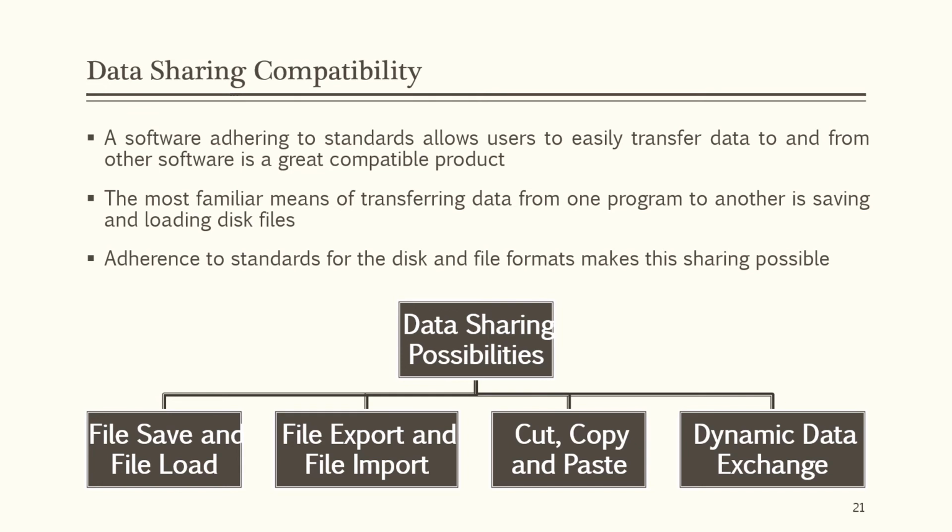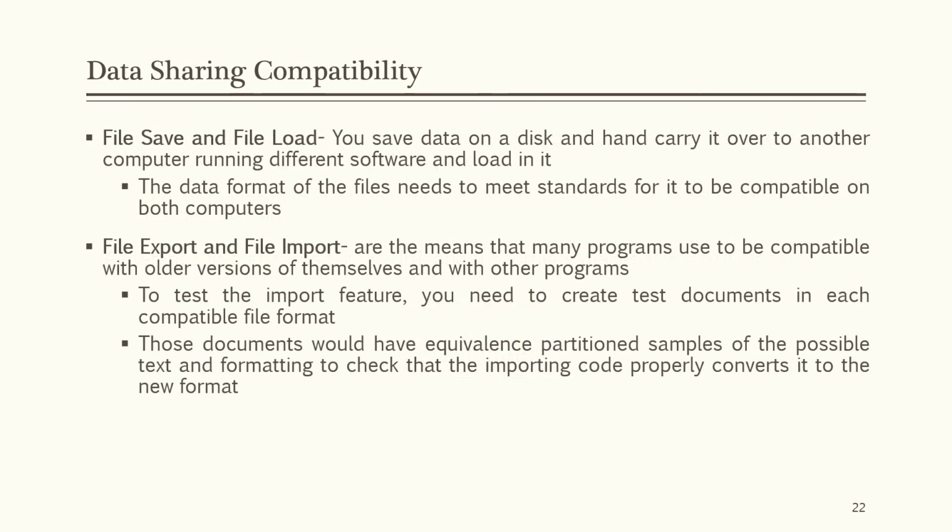Data sharing possibilities include file save and file load, file export and file import, cut, copy and paste, and dynamic data exchange. First one is file save and file load. You save data on a disk and hand carry it over to another computer running different software and load it in. The data format of the files needs to meet the standards for it to be compatible on both computers.